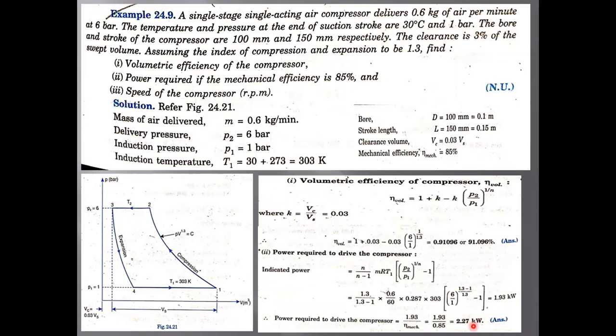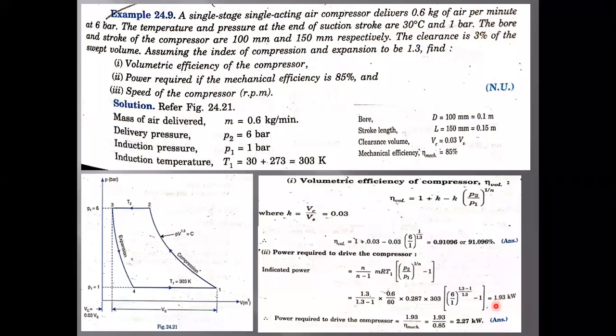Okay, so that's the power input, 1.93. This indicated power divided by the mechanical efficiency 0.85 will give us the power required, or power input, to drive the compressor. So this much power we are using, but the developed power, the utilized power, is 1.93. So what happens to the remaining power? That is loss. Those are the losses. After losses we have the delivery of indicated power, 1.93 kilowatts.